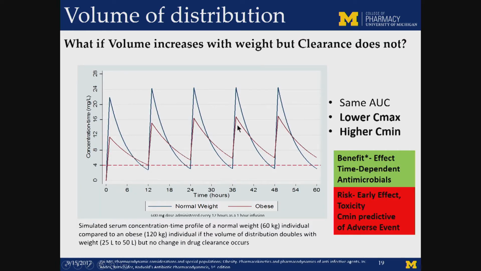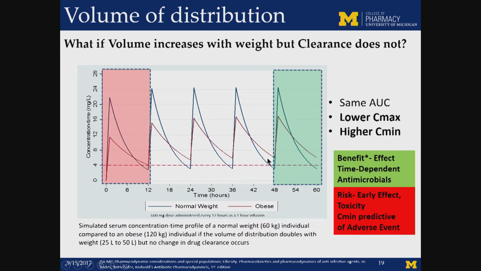Now let's simulate what would happen in two individuals based on their body weight if volume increased with weight, but the clearance of the drug did not increase with weight. So what you have here in blue is an individual that's 60 kilograms versus 120 kilograms, so roughly twice the body weight. What you see in these profiles is that because the volume of distribution is smaller in the smaller individual, you see higher concentrations. The effect of this is going to be lower concentrations of the drug early on, but because the clearance is not changing, the area under the curve actually will be identical for these two simulations. What you again will see is a lower Cmax, but you'll also see over time a higher Cmin.